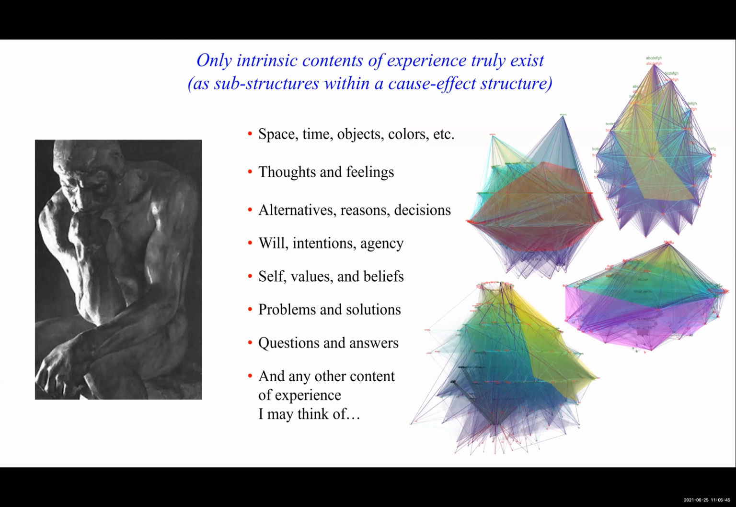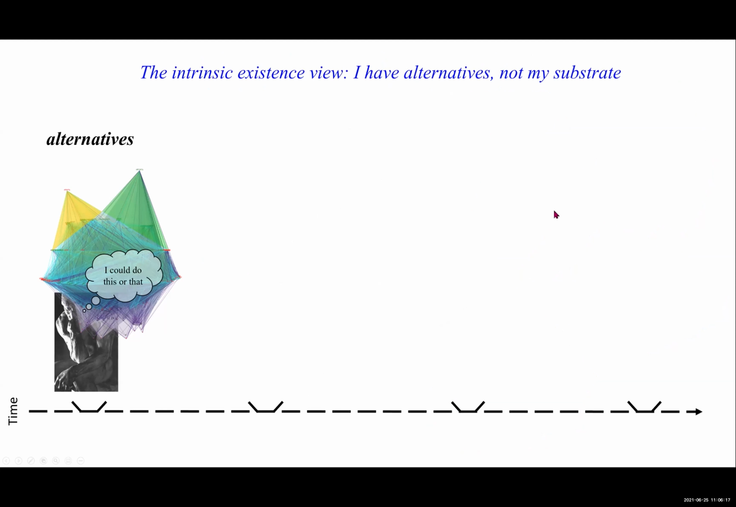Now, anything that's the content of my experience also truly exists, but it exists physically as a substructure within a cause-effect structure. That's true for space, time, objects, and colors that I might experience. It's true for thoughts and feelings. It's true for alternative reasons, decisions, will, intentions, agency, self-value, you name it. Problems, solutions, question answers, anything you might think of. So what I indicate here are different experiences that you might have at different moments, which is what exists, and within it, different contents that have their particular shape.